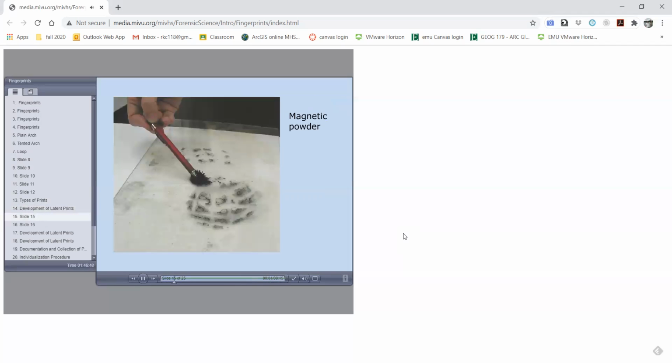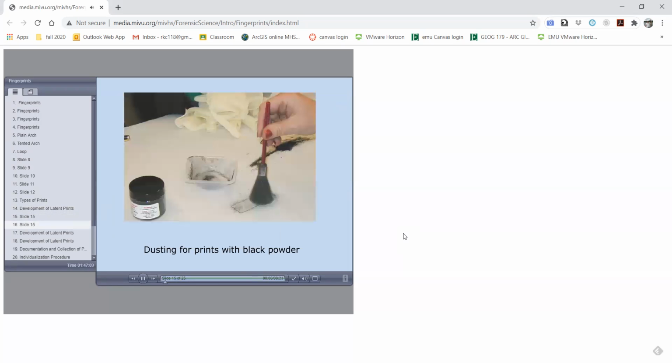Now, this is a picture supplied by our Michigan State Police, and it is magnetic powder being used to raise what looks like a footprint, but you can do the same thing with fingerprints. Now, in this picture, also supplied by the Michigan State Police, they are dusting for prints with black powder. Powder comes in a lot of different colors, and of course it would depend on the type of surface, the type of lighting, the type of print, what sort of dusting powder a tech would decide to use.